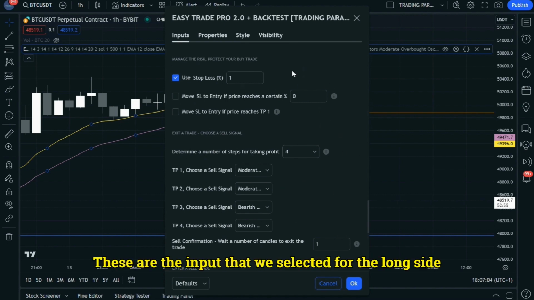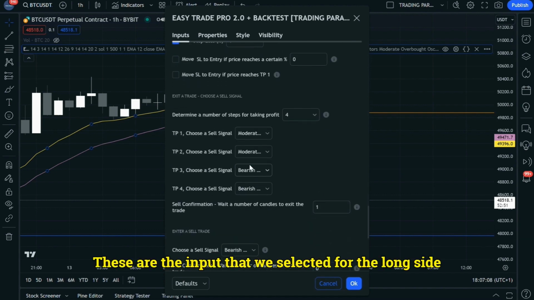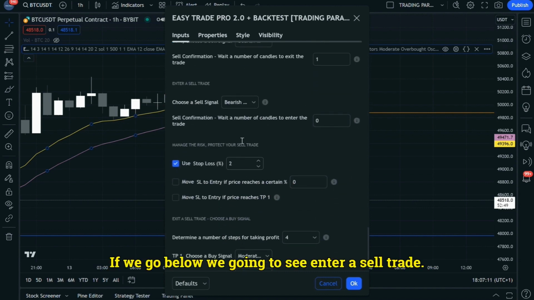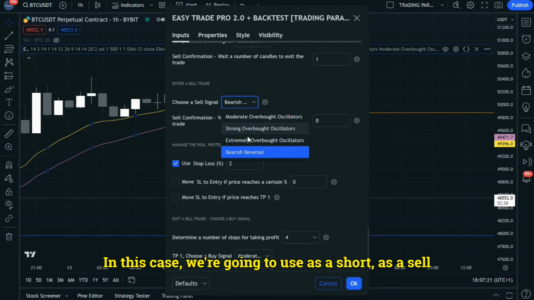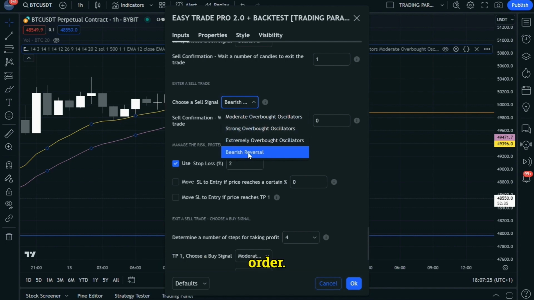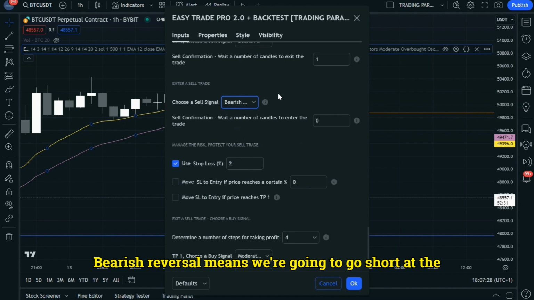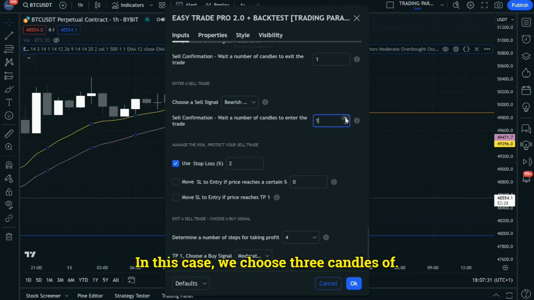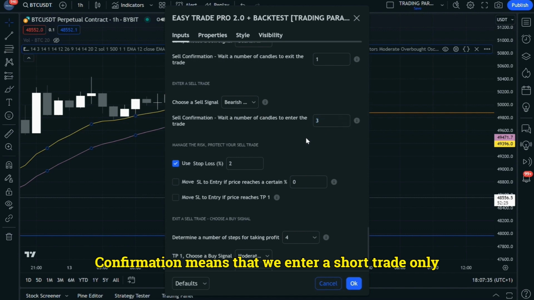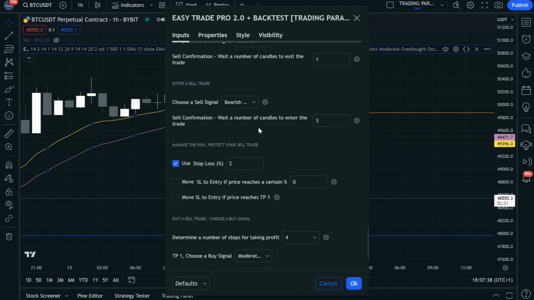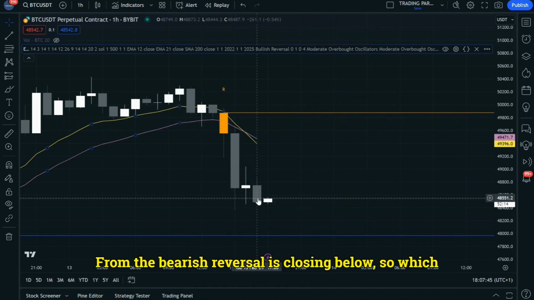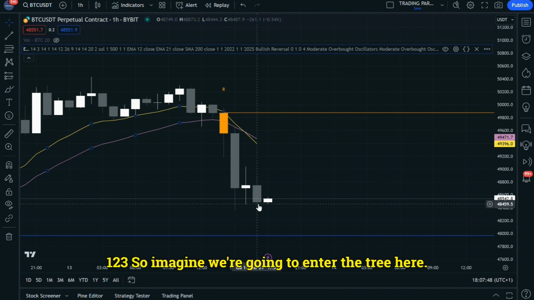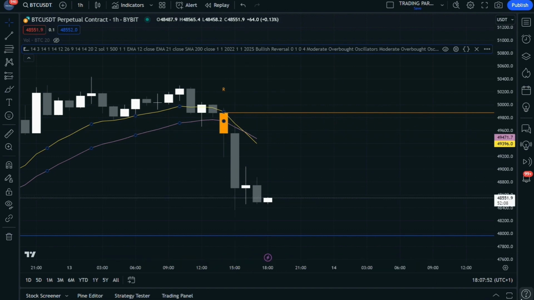These are the inputs that we selected for the long side of the strategy. If we go below, we're going to see enter a sell trade, so we are going to choose the inputs for the short side. In this case, we use bearish reversal as the sell order, meaning we go short at the orange candle. We choose 3 candles of confirmation, meaning we enter a short trade only if the third candle from the bearish reversal is closing below. So, 1, 2, 3. Immediately we're going to enter a sell trade here.